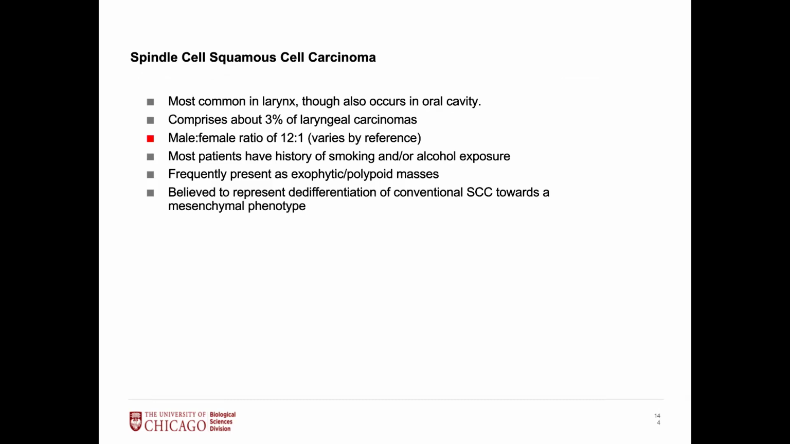What about spindle cell squamous cell carcinoma? So these have a very strong male to female ratio, 12:1. And again, this is most often an ulcerated exophytic mass in the larynx. Maybe not so papillary, but at least bulky, polypoid, something like that. They're thinking polyp, they're thinking granulation tissue, some sort of a mass that has space to grow into that opening in the larynx.